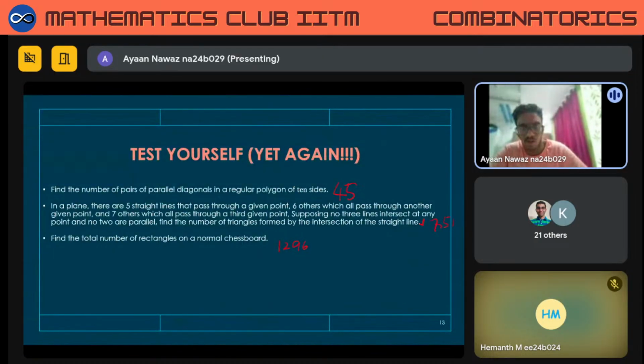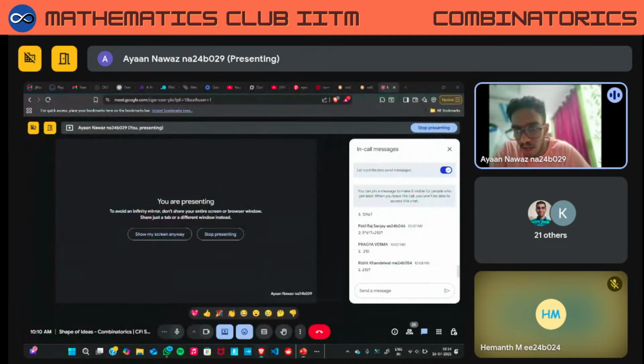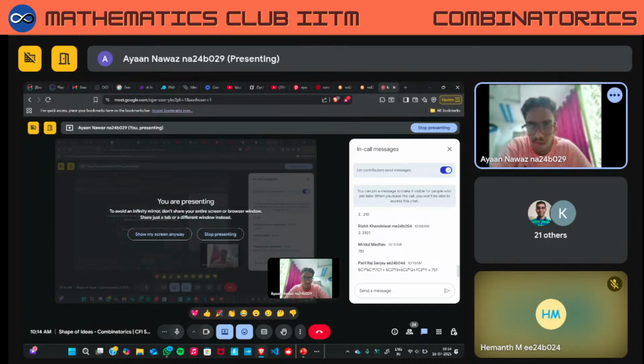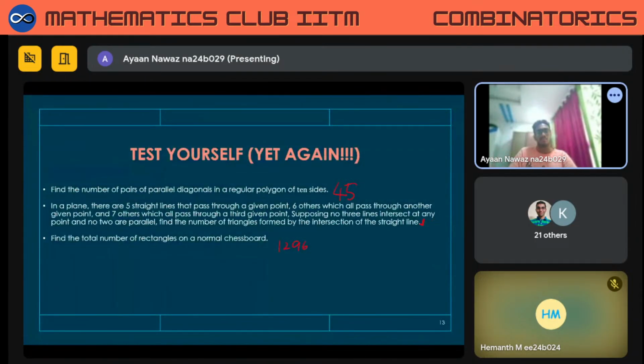Any doubts? Many of you got the wrong answer. So if you have any doubts, you can ask in the chat. The chat is open. Yeah, 751. Right. Mridul Madhav and Patil Raj Sanjay. Very good. Right answer.